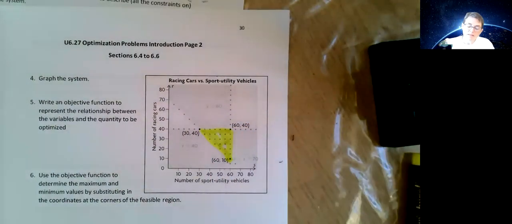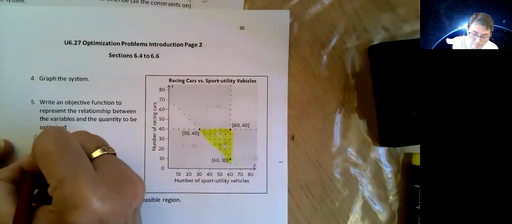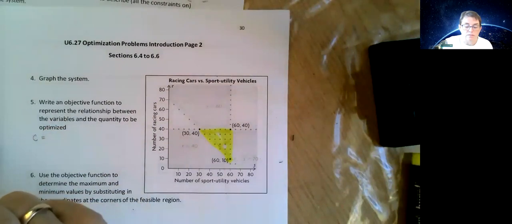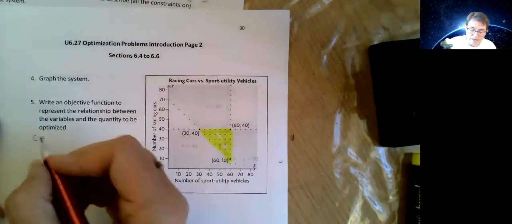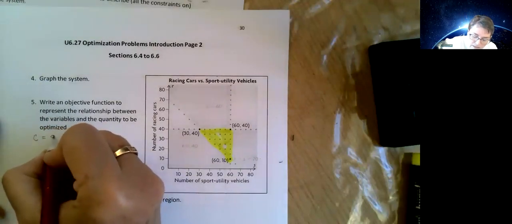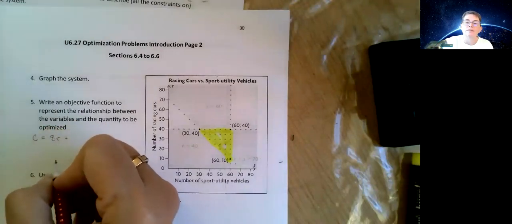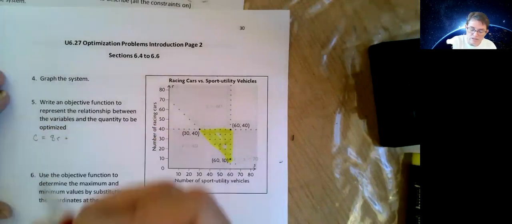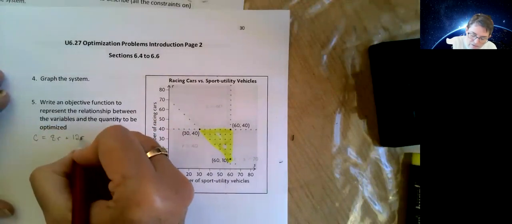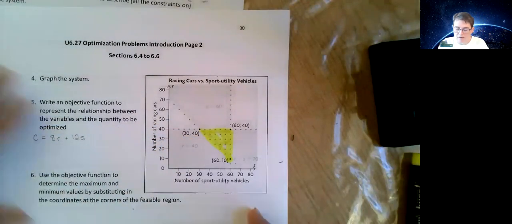Now, the objective function, which represents the relationship between the variables and the quantity to be optimized. So cost is equal to, all right, it says it costs $8 to make a racing car. So 8 racers plus makes, I'm pointing and you can't see, but it's in the question, 12 SUVs.